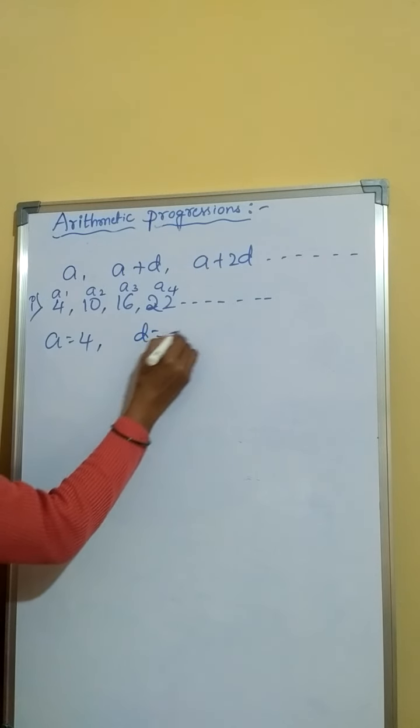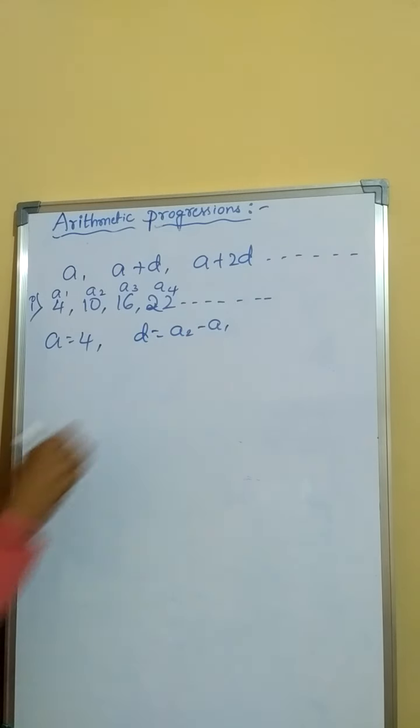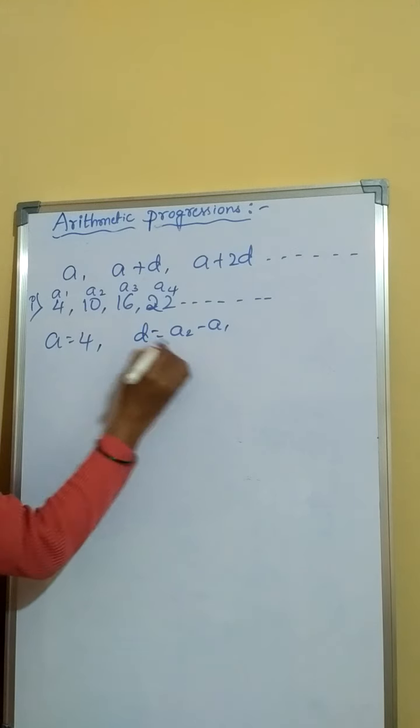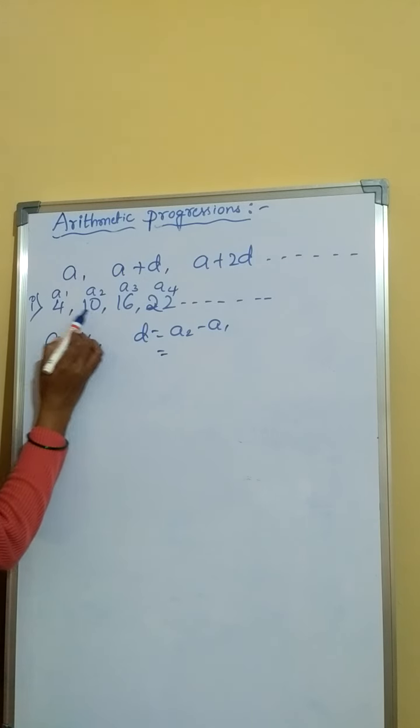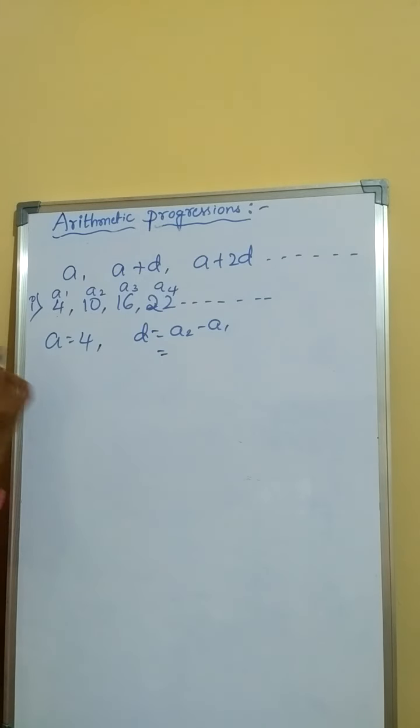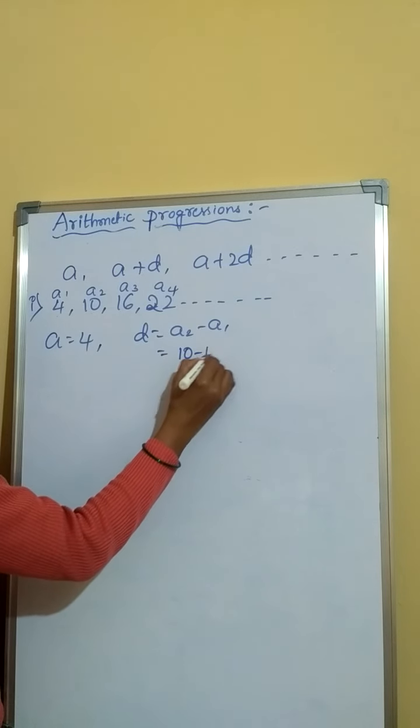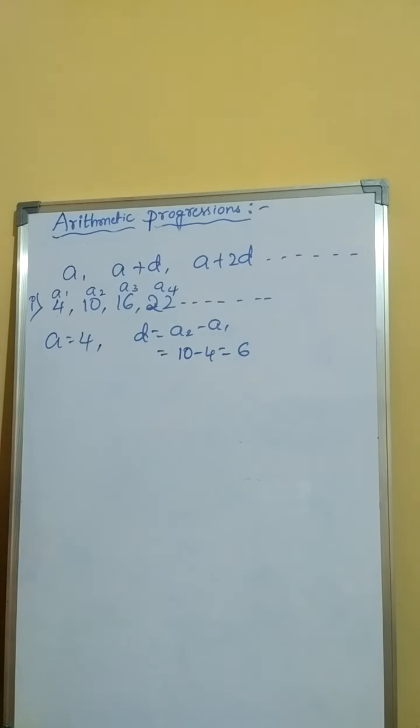Now D is A2 minus A1. So here A2 is 10, A1 is 4. 10 minus 4 is 6. Let us check one more time.